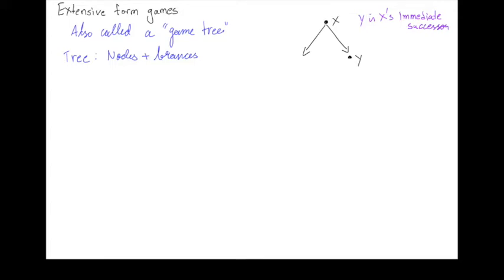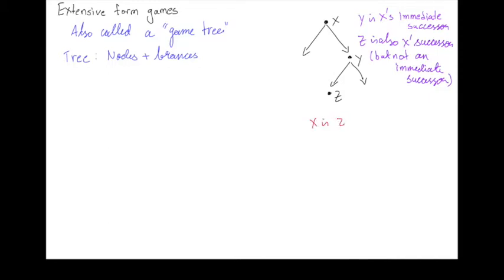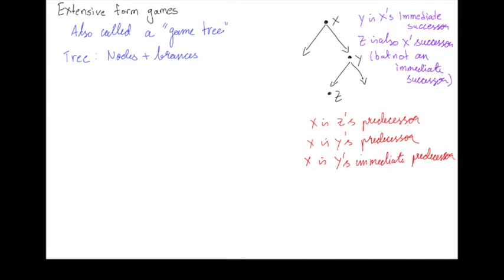If in turn there was further branches out of y, and one of those was to z, then we say z is also x's successor, but we don't call z x's immediate successor. The reverse relationship is that x is z's predecessor. x is also y's predecessor. In fact, x is y's immediate predecessor. x, however, is not z's immediate predecessor.